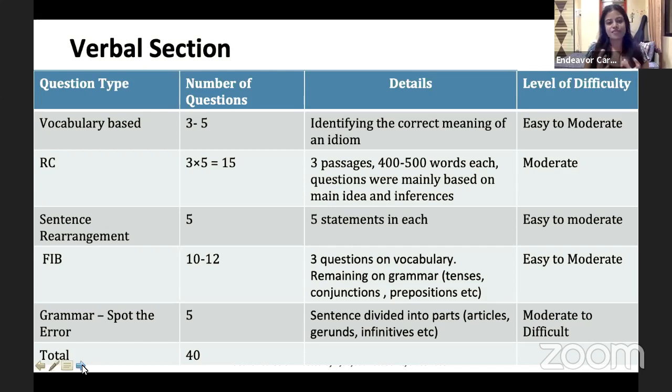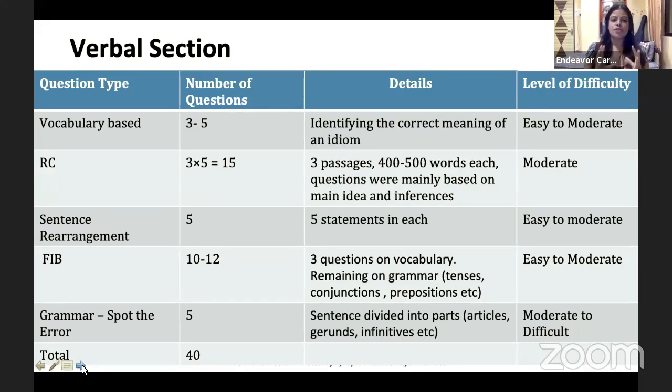Actually, it was quite difficult. This was one of the difficult parts of an otherwise easy to moderate level paper. They were a little confusing. Some questions, some error questions were in terms of prepositions and articles and gerunds and infinitives, right?